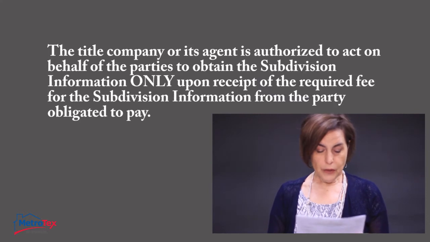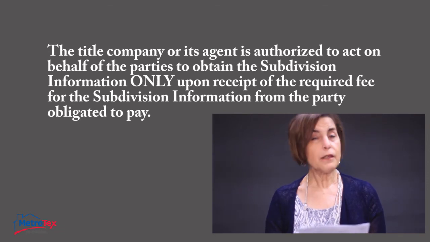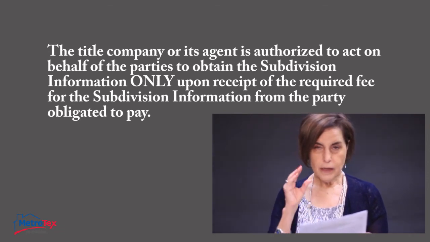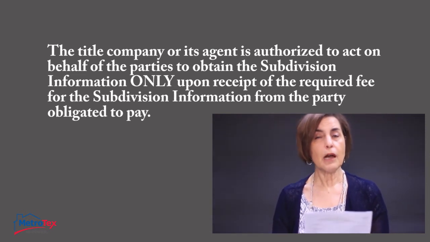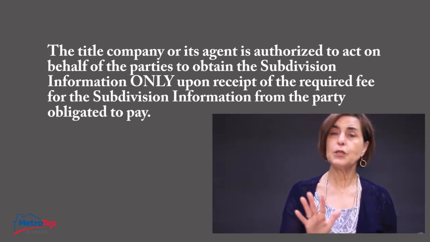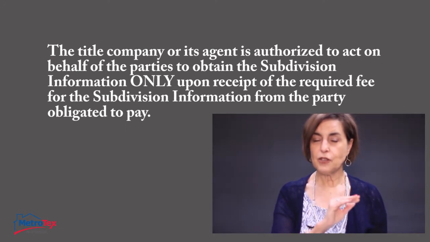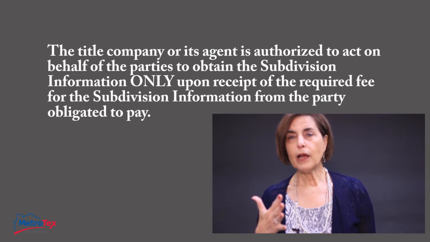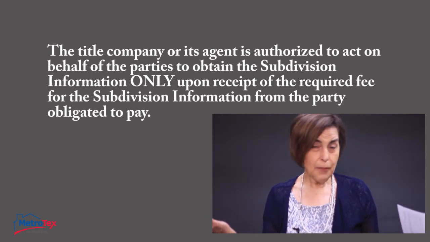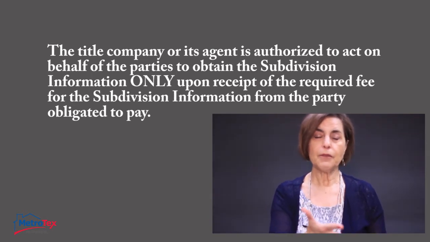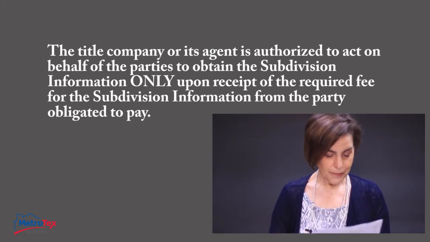In bold, the title company or its agent is authorized to act on behalf of the parties to obtain the subdivision information only upon receipt of the required fee for the subdivision information from the party obligated to pay. So what that means is the title company is willing to do your work for you. They just want the money before they do it, because I think too many title companies got hung out to dry when they ordered all of these documents and paid for them, and then the property didn't close or whatever happened there, and so they're left holding the bag on money that they never received. So now title company's willing to do it. They just want the money before they do it.